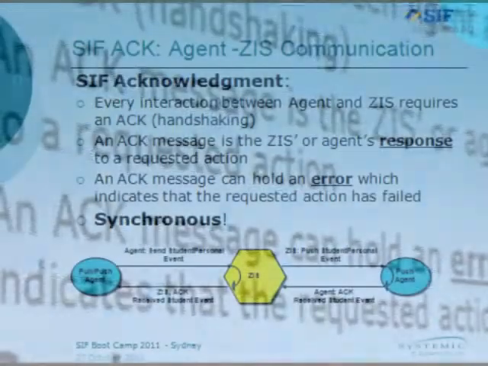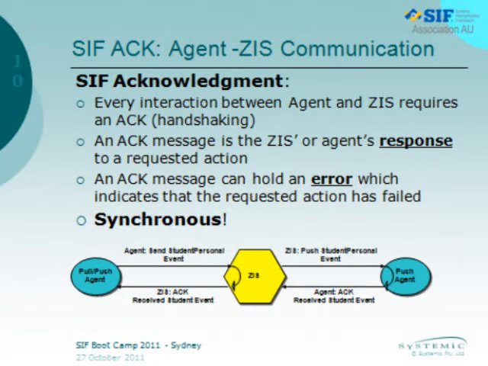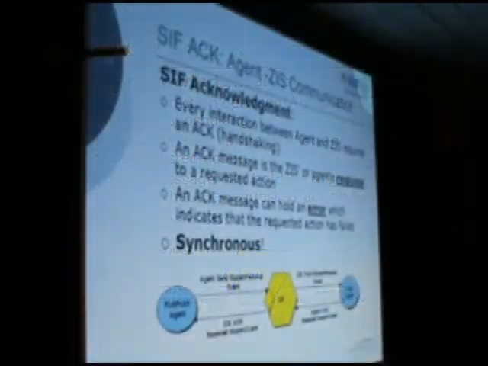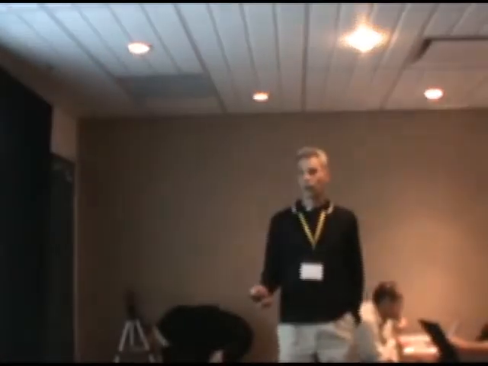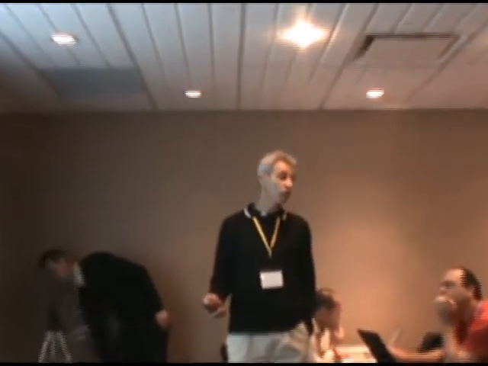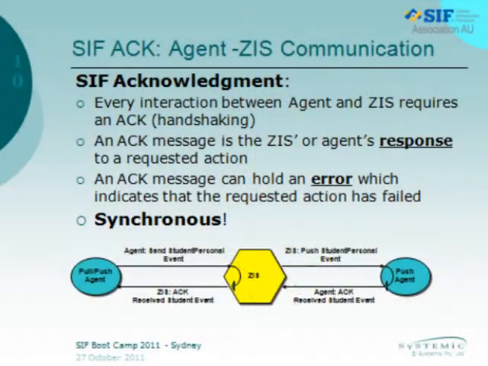The acknowledge, we have gone through that before. What it really means, as I mentioned before, is that the acknowledge message is synchronous. Before we saw part of it, and now you see the full picture. When an event flows, the pull or push agent, it doesn't really matter, will send a student personal event to the sys. The sys says, yes, I have received it. That means that agent is done.